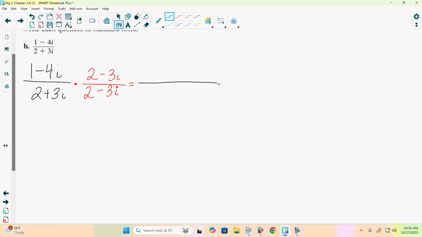So this time we're going to actually multiply the whole thing to start with before we start simplifying. Now our 1 times 2 is going to give us 2. 1 times negative 3i is just negative 3i. Negative 4i times 2 is going to be negative 8i. And negative 4i times negative 3i is going to be positive 12i squared.